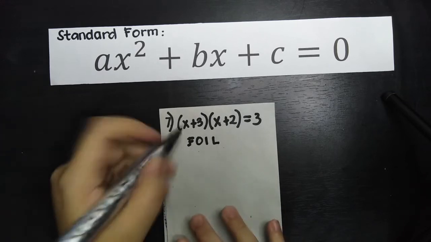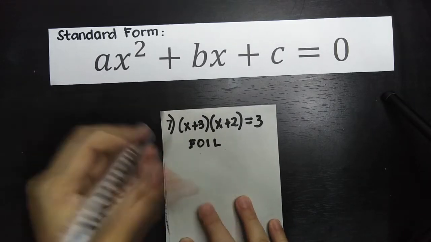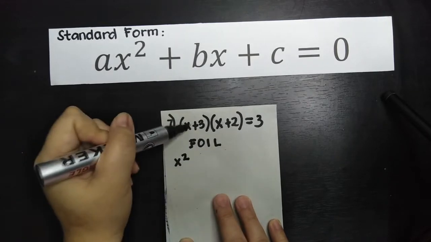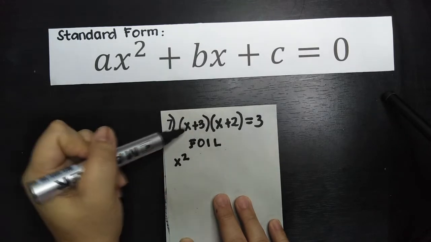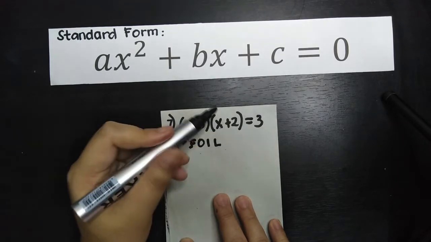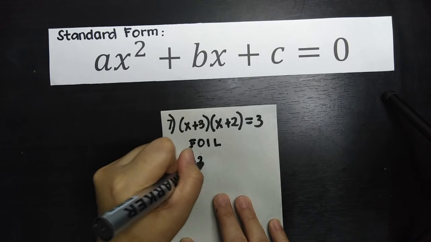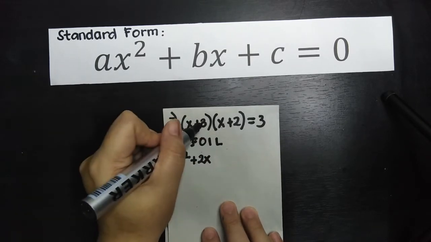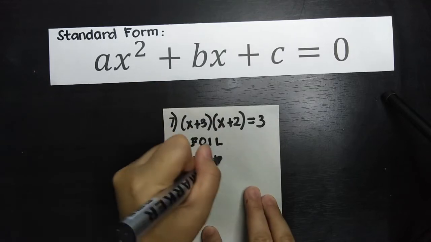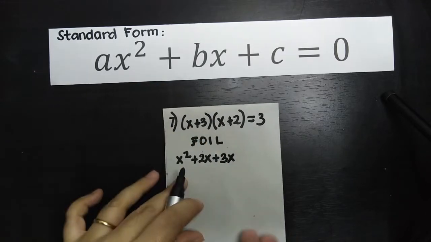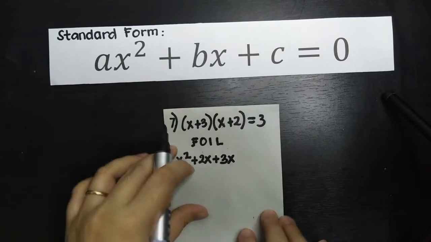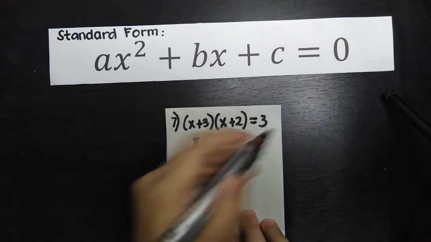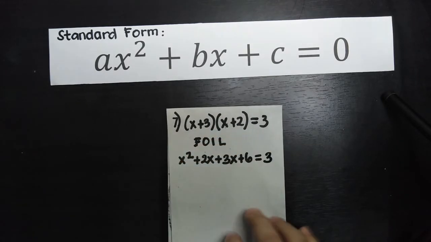So, we have first term. So, we have x and x. X times x is x squared. Outer terms, itong dalawa, nasa labas na term. So, we have x times 2. So, we have positive 2x. Inner, itong dalawang nasa loob. So, that is positive 3 times x. That means positive 3x. And lastly, the last terms, we have 3 times 2. So, magiging positive 6. And then just copy equal to 3.